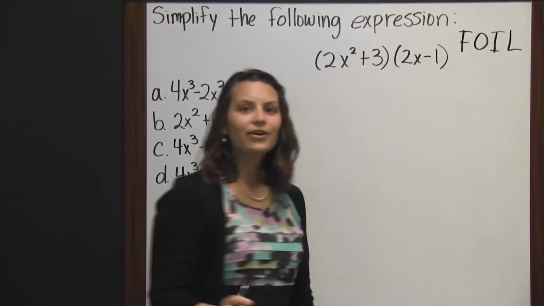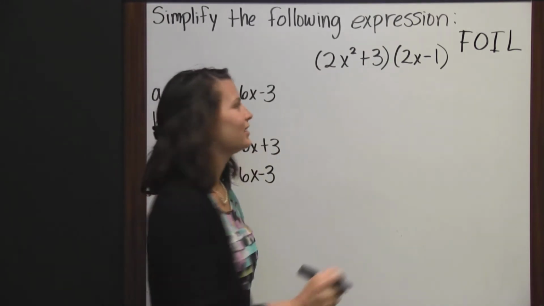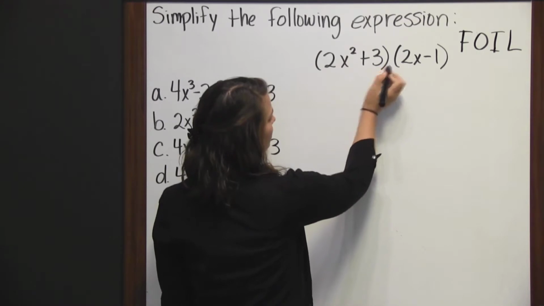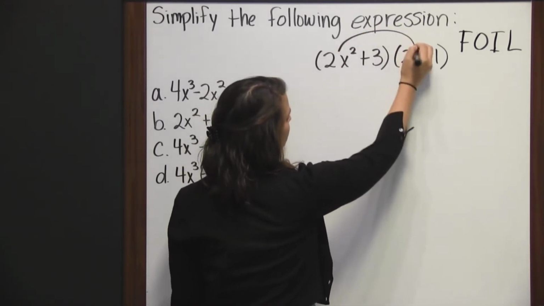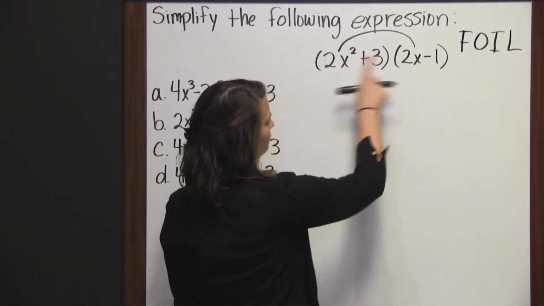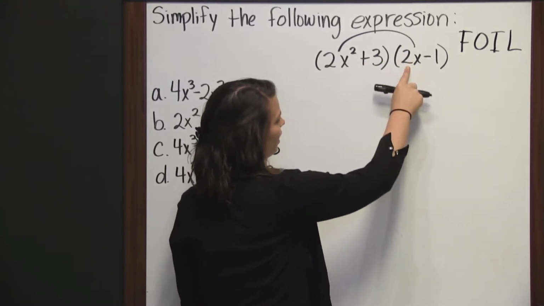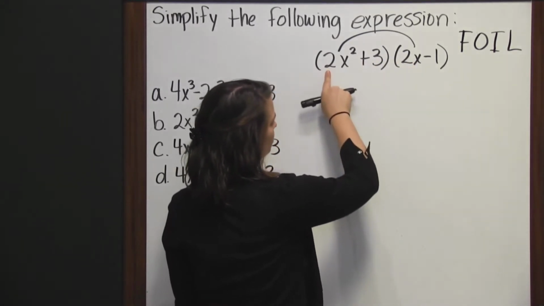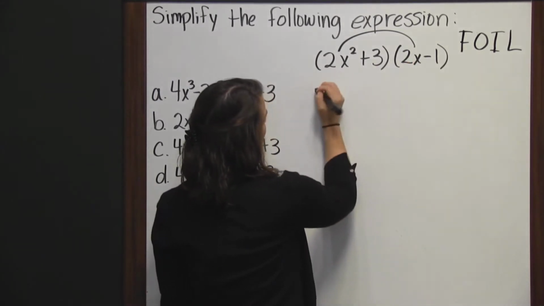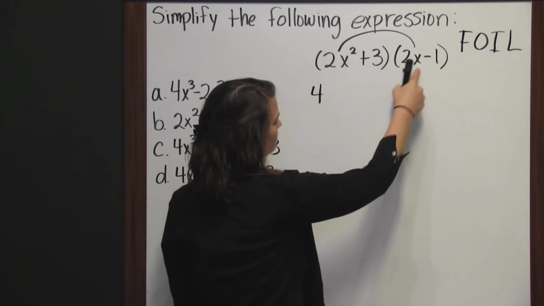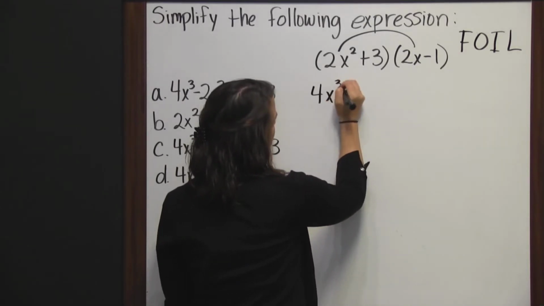The F in FOIL stands for first. So we're going to take the first term in our first binomial and multiply it times the first term in our second binomial. First and first. 2x squared times 2x. 2 times 2 is 4. X squared times x is x cubed.